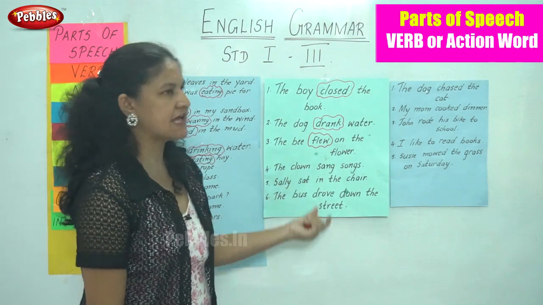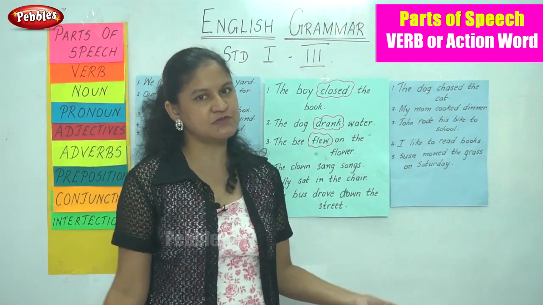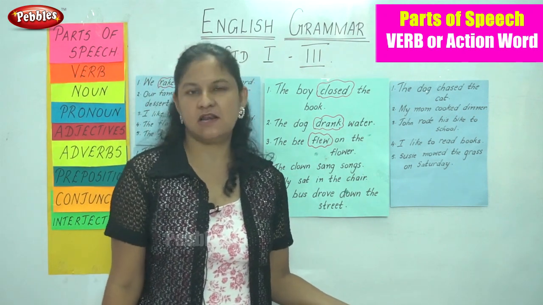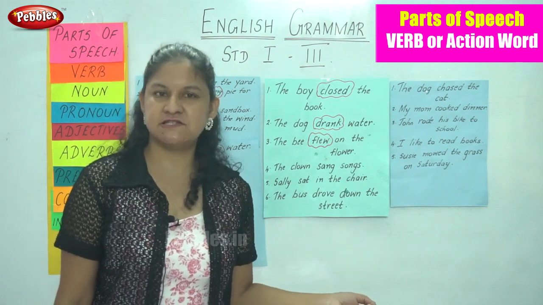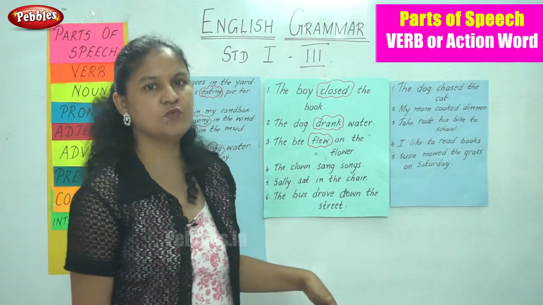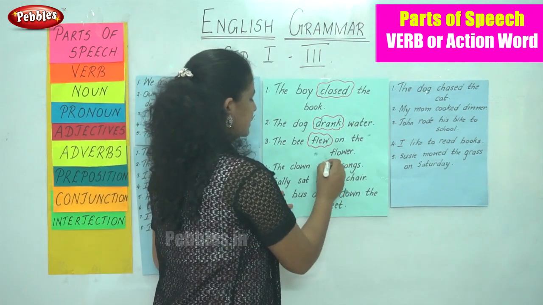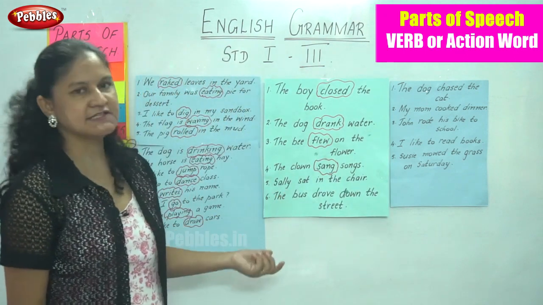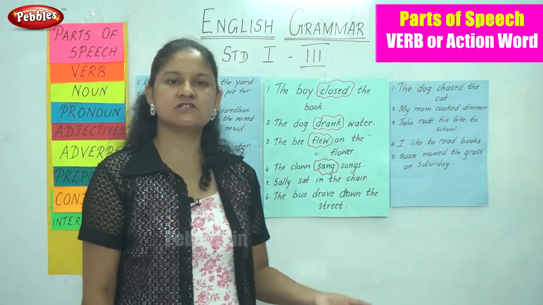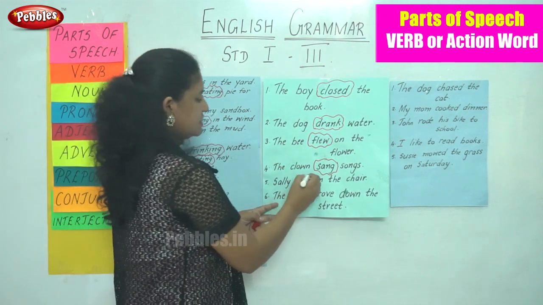The clown sang songs. Normally we see clowns only being up to mischief and making people laugh. But here this clown is singing songs to entertain its audience. So what action is being done by the clown? It sings or it sang. Sally sat in the chair. So what action is Sally doing? She is sitting or she sat in the chair.